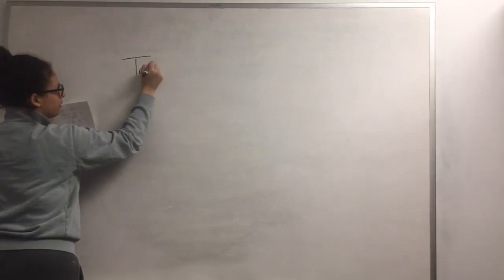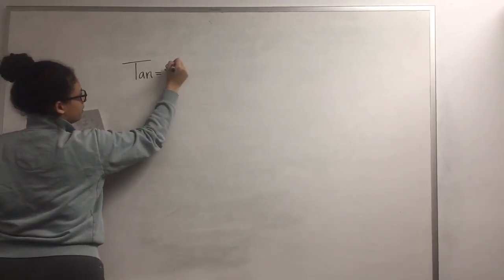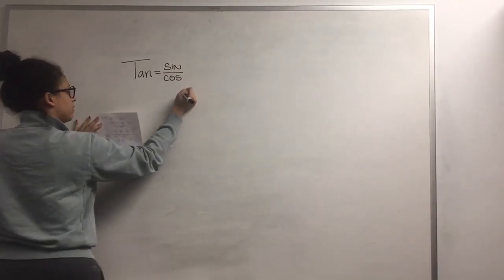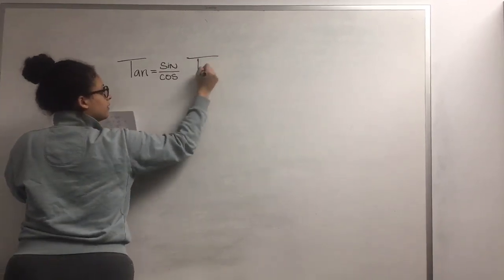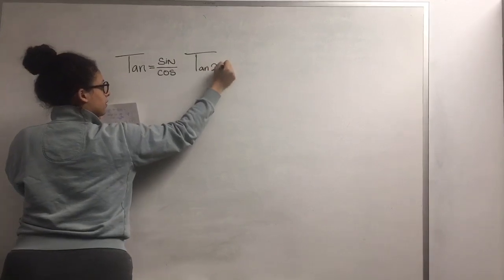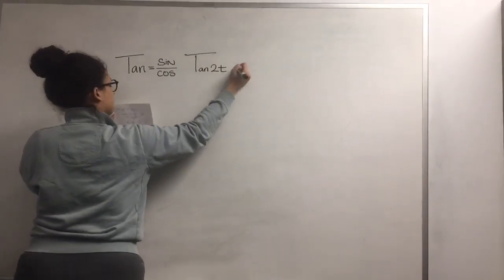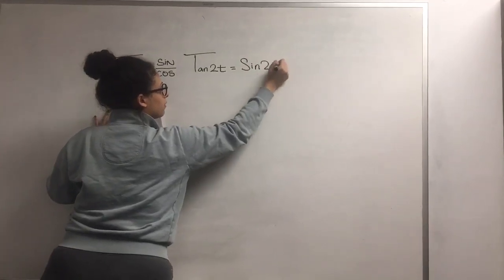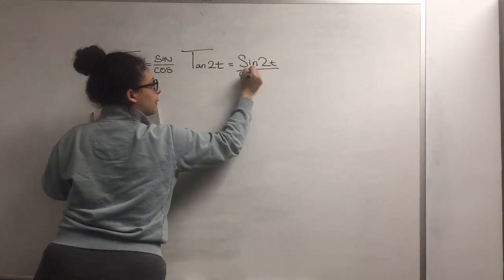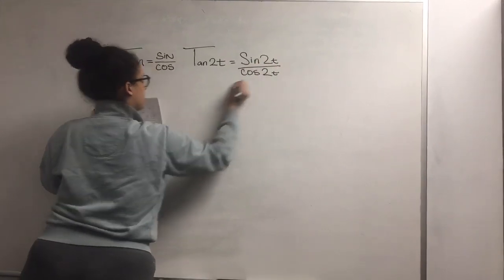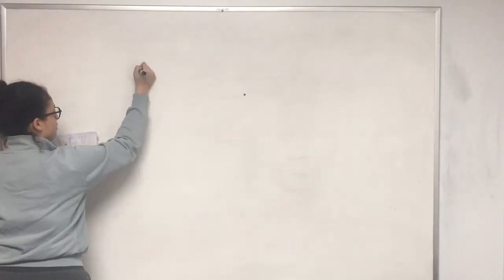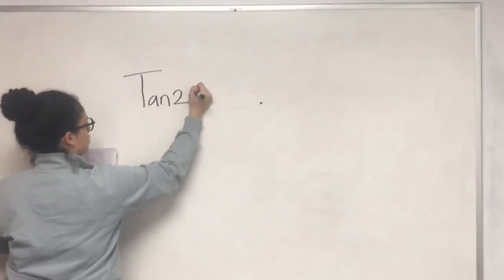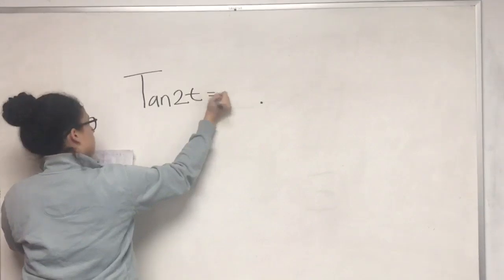I'm now going to show you a different way of finding tangent, and this stems from the fact that tangent itself is sine over cosine. So there's no reason that tangent 2t can't be sine 2t over cosine 2t. Using this new method that we have discovered, we can plug in sine 2t and cosine 2t to find tangent 2t.